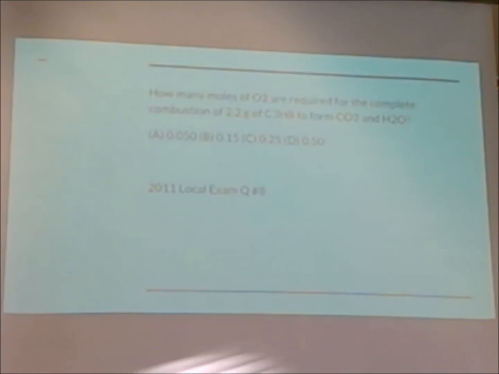When we do this calculation, theoretically we should get the answer. It's approximately 0.25. Yeah, it's 0.25, C.